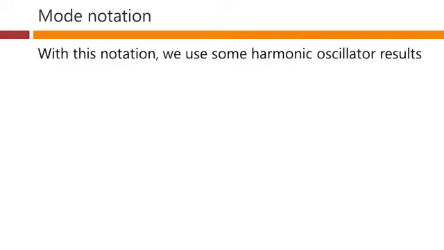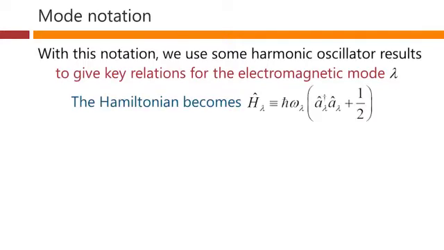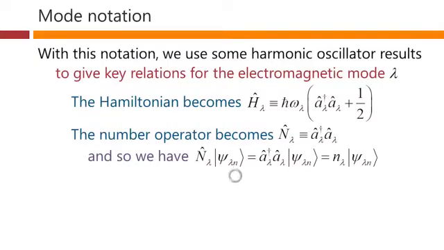With this notation, we use some harmonic oscillator results that we worked out before to give us the key relations for the electromagnetic mode lambda. So our Hamiltonian for this particular mode lambda becomes, obviously, h bar omega lambda times this parenthesis group here with the creation operator and the annihilation operator for the mode lambda and our half, of course. And the number operator similarly as before, but with the lambdas indicating the modes we're talking about. And hence we get our number operator relation in this new notation as before.